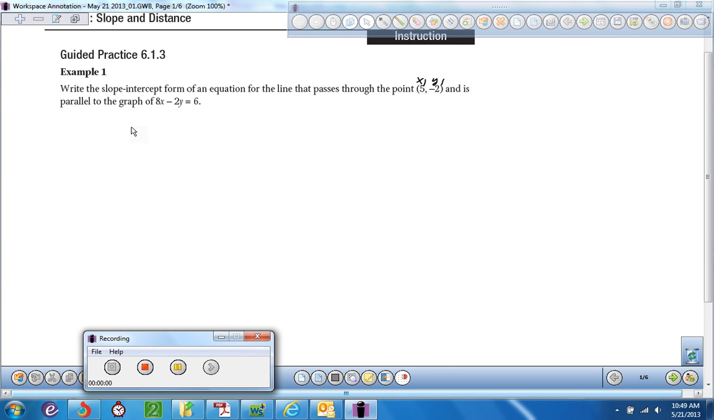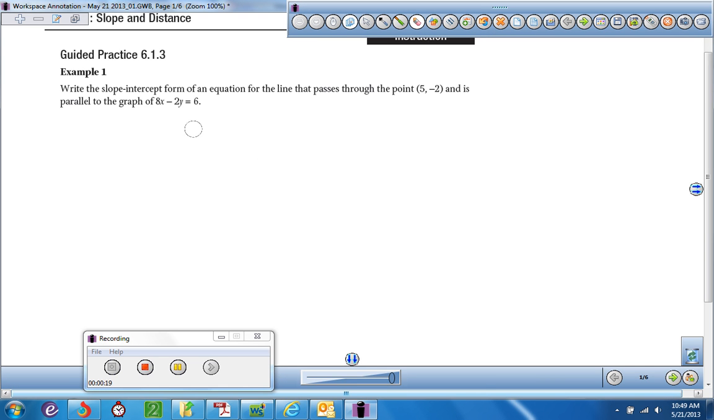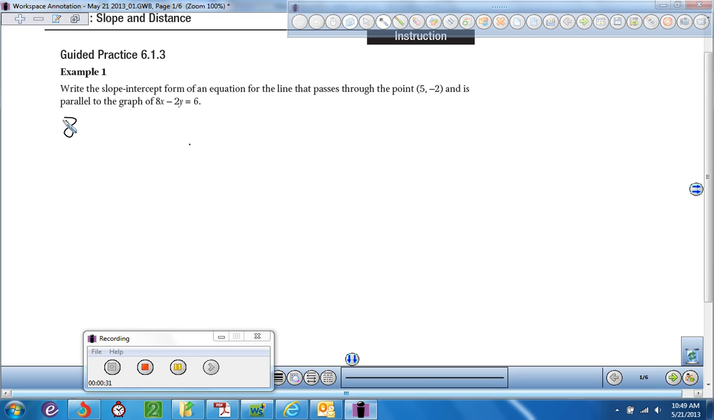Alright, here we're wanting to find, it says write the slope-intercept formula of an equation for the line that passes through the point (5, -2) and is parallel to the line 8x minus 2y is equal to 6. Now, so we know it's parallel to this line, so what we want to do is figure out the slope of this line. The way I'm going to do that is just rearrange it so that I get that equation in slope-intercept. So we have 8x minus 2y is equal to 6.